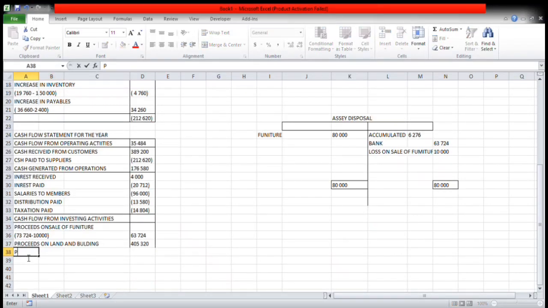So we're going to have the proceed here on investment. It's 20,000. So I think we are done with our cash flow from investing activities. So we're going to add the three amounts in order for us to determine the total amount that must be shown as cash flow from investing activities.